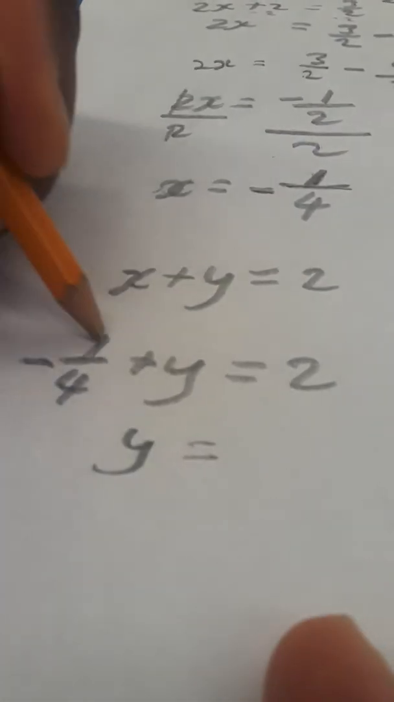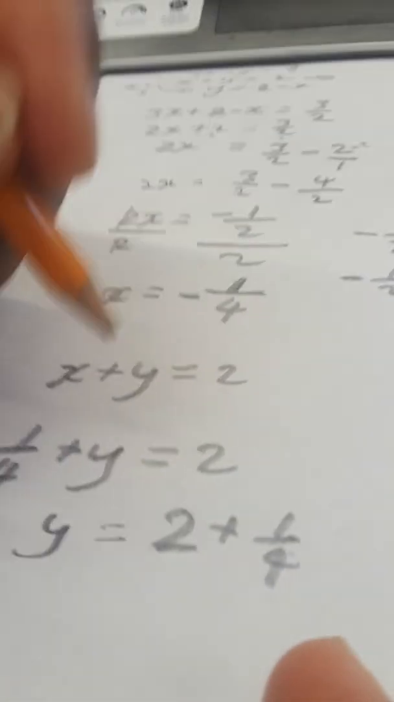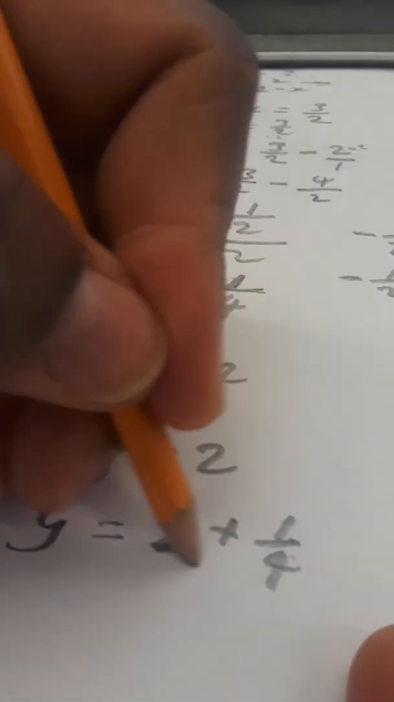So y is going to be equal to, this is minus a quarter, so I'm going to add a quarter here and add a quarter on this side. It's going to be 2 plus 1 over 4. So how do we add fractions? 2 is the same as 2 over 1. I need to find a common denominator. So 4 times 1 is 4. So that's my common denominator.